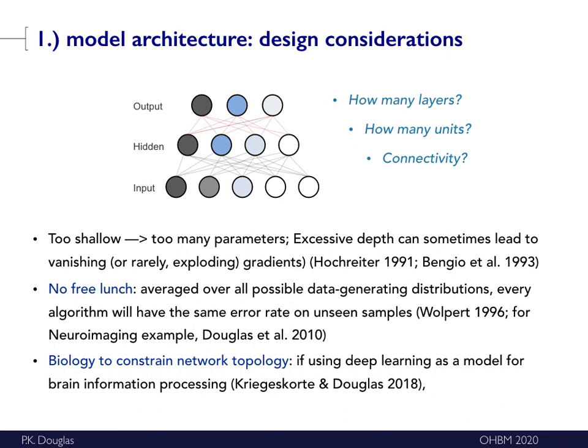As neuroimagers, we may wish to use biology to constrain the topology of our networks, particularly if the goal is to use deep learning as a model for brain information processing. For example, if you're studying vision, you may wish to constrain the deep learning model layers to match the hierarchy of processing in the human visual system, enabling the testing and examination of other aspects of the model.